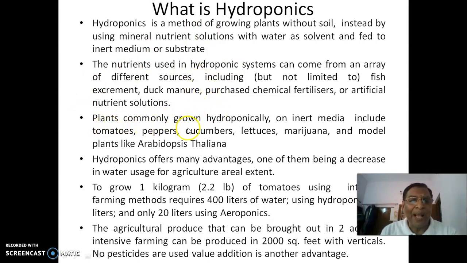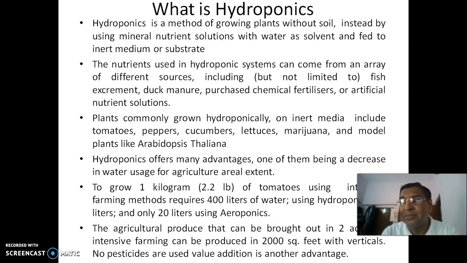Plants commonly grown hydroponically on inert media include tomatoes, peppers, cucumbers, lettuces, marijuana, and model plants like Arabidopsis thaliana. These are some medicinal plants too. There are many green vegetables you can grow, leafy vegetables you can grow. It may not be possible for very big trees, but all these leafy and green vegetables that mankind consumes can be grown.